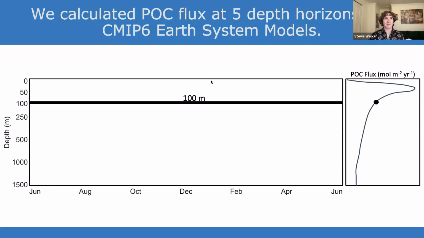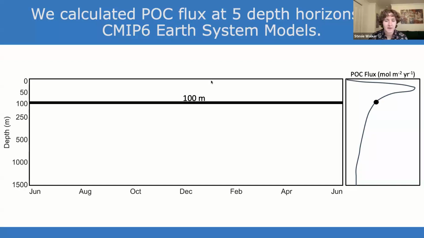So what is a depth horizon? It's just the depth that POC flux is calculated at. And in CMIP5, Earth system models only archived POC flux data at 100 meters. This is still useful in many ways, but it could overlook seasonal patterns that may affect long-term carbon sequestration. But now in CMIP6, depth resolved POC flux output is now available in more models. So we found 8 that met our criteria for this study, and this allowed us to investigate POC flux changes at additional depth horizons.